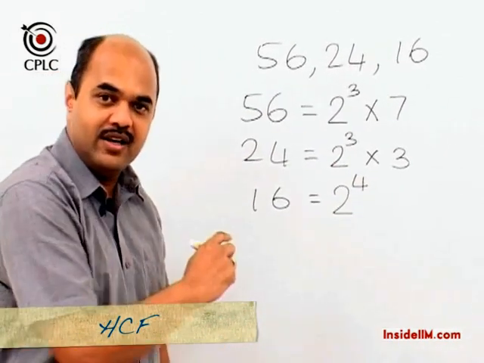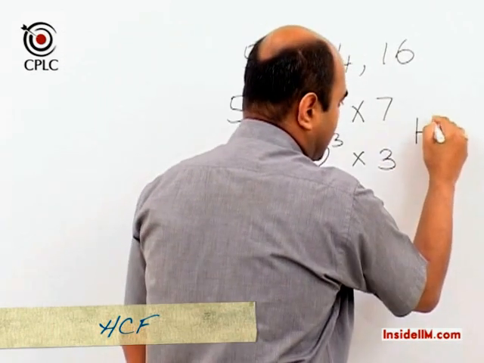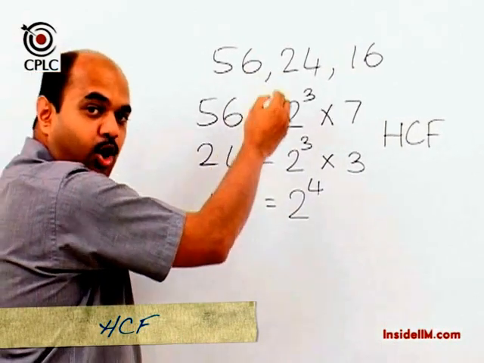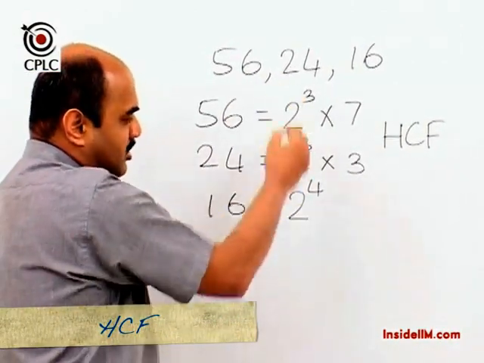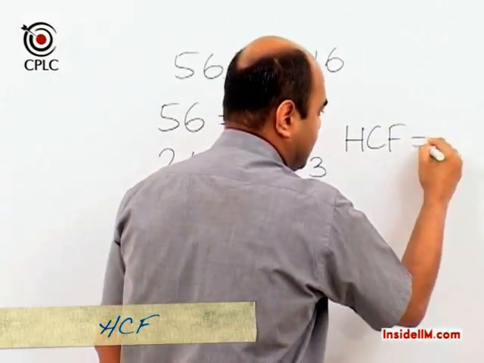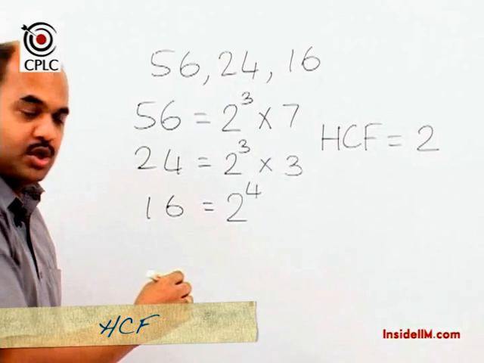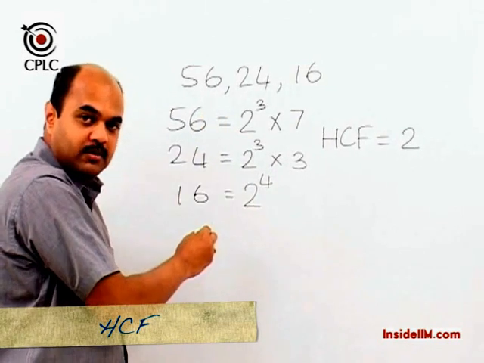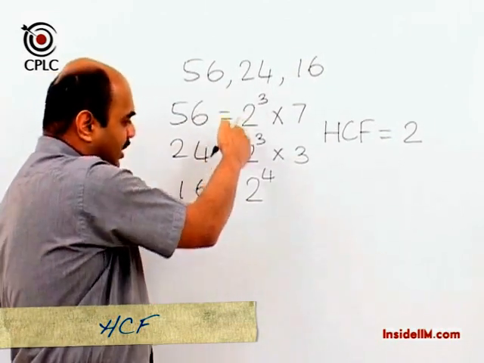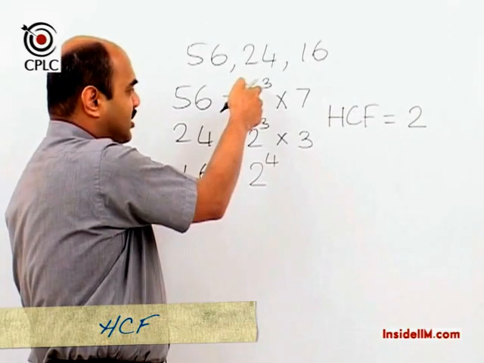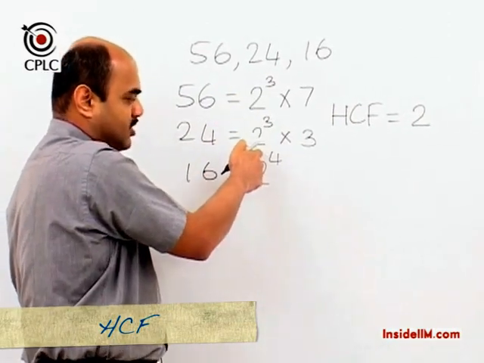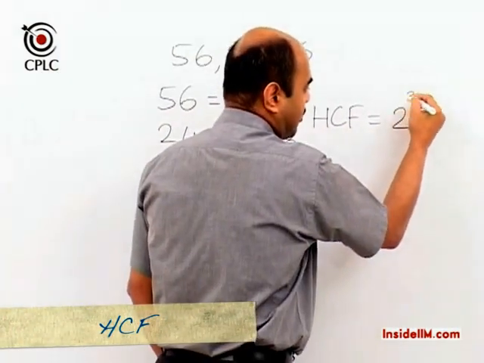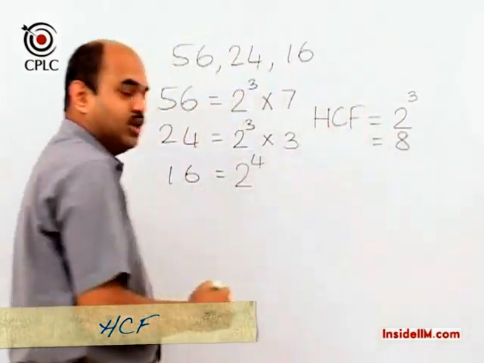Now when I find the value of the HCF, what I need to consider are only those prime factors which are common to all the numbers. So when I look at these three numbers, the only common prime factor is 2, and in addition to that, what I need to look at is which is the smallest power of this common prime factor. So when I look at the common prime factor 2, I observe that the power here is 3, the power here is 3, and the power here is 4. So the smallest possible power anywhere is 3, and hence I take the smallest power. So my HCF is equal to 8.